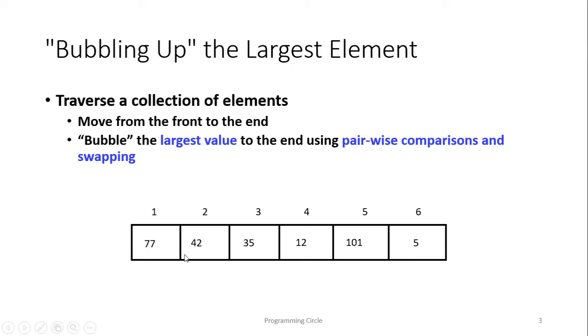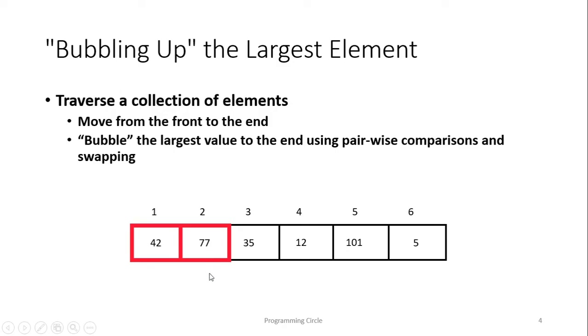Every time we will take two elements and see which is the greater element. That element will be taken to the back seat. This process is done by swapping. Here we have 77 and 42. 42 is in the second position, so we can swap them: 77 will occupy 42's position and 42 will occupy the first position.